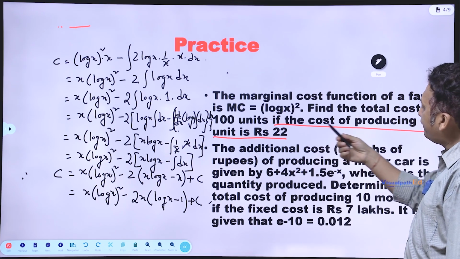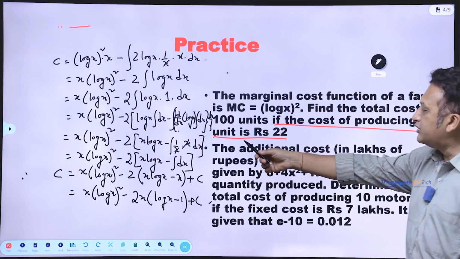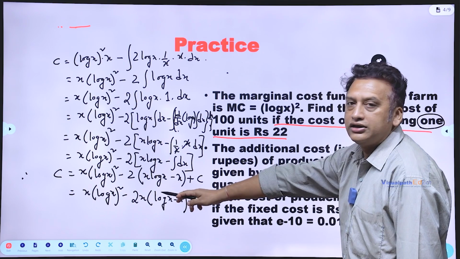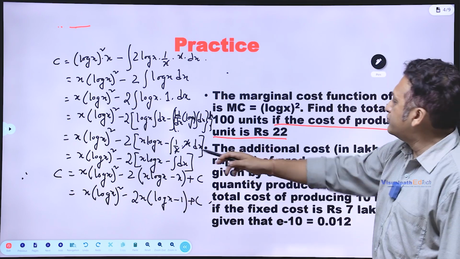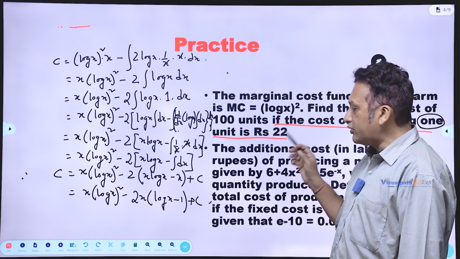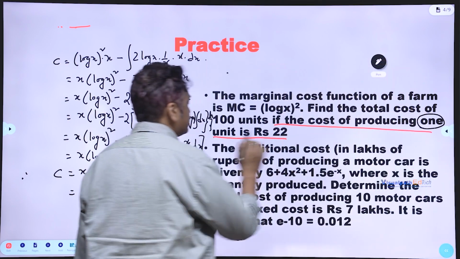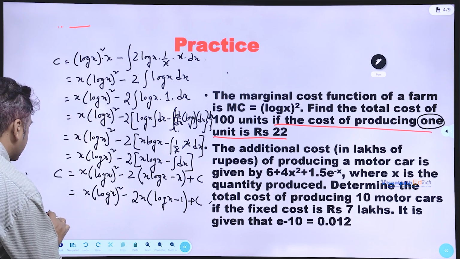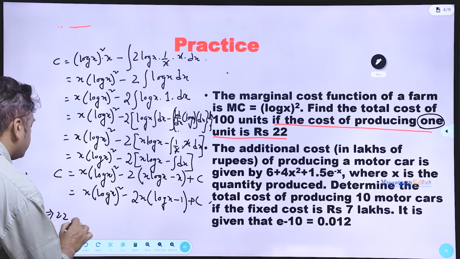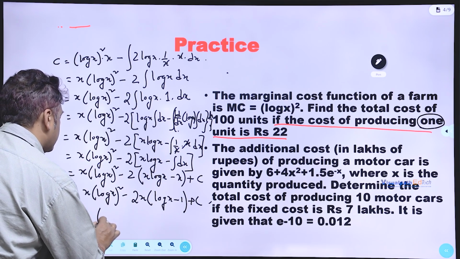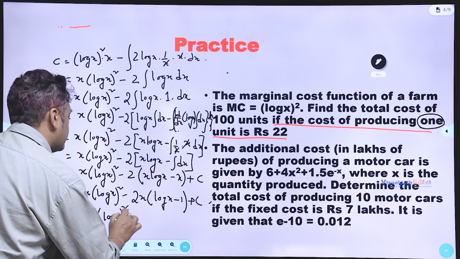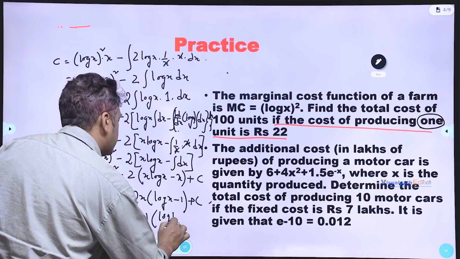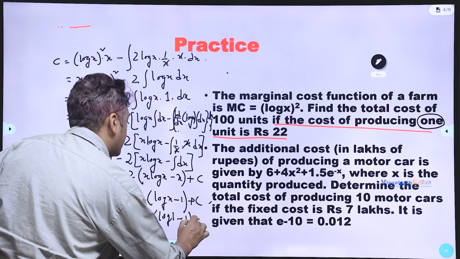It says if the cost of producing one unit means the value of x is 1. If x is 1, then the value of C is given 22. Okay. It is said if the cost of producing one unit is rupees 22. So we'll write this implies C is 22, x is 1, log 1 whole square, 2 into 1, log 1 minus 1 plus.